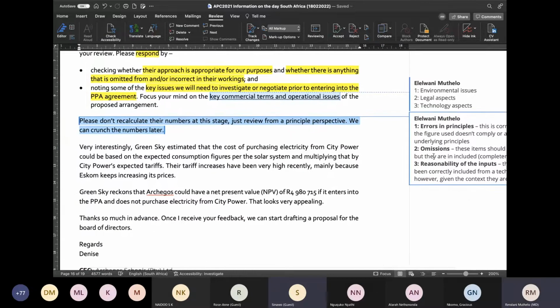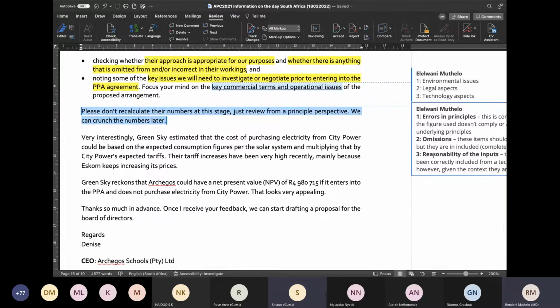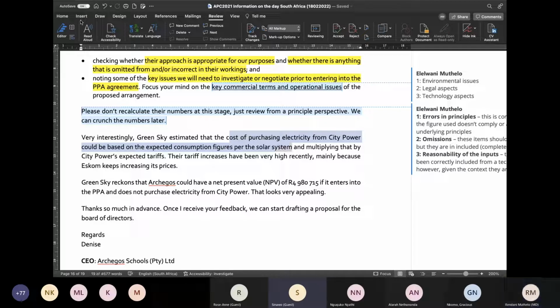So that is to the question that came earlier. Very interestingly, Green Sky estimated the cost of purchasing electricity from city power could be based on the expected consumption figures per the solar panel.